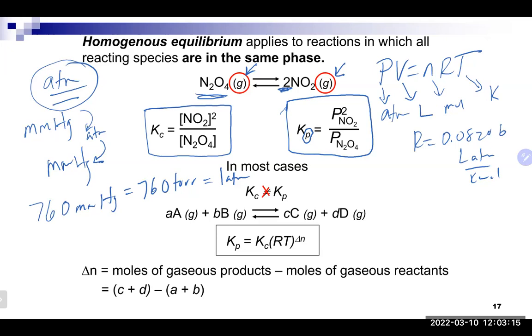One important thing to remember is that no matter what the little letter is on the bottom of the K, they're all the same thing. They're all equilibrium constants. They're all calculated the same, no matter what the little letter is. So they tell you sort of the same thing. Did you have a question?